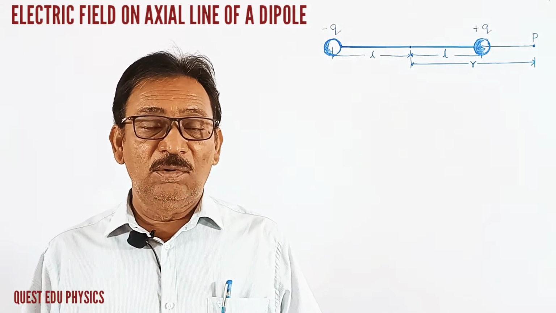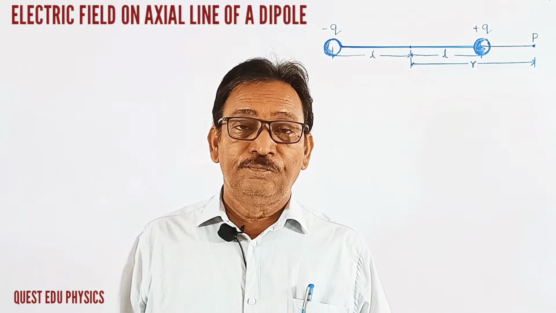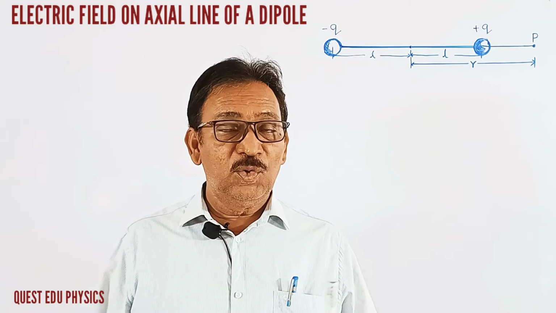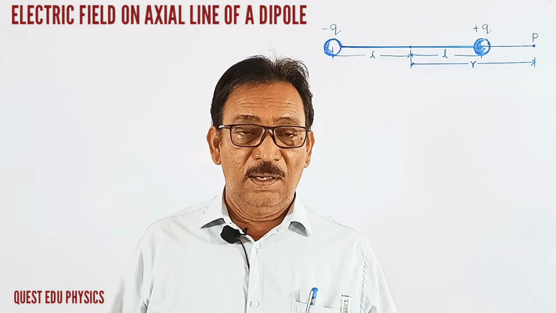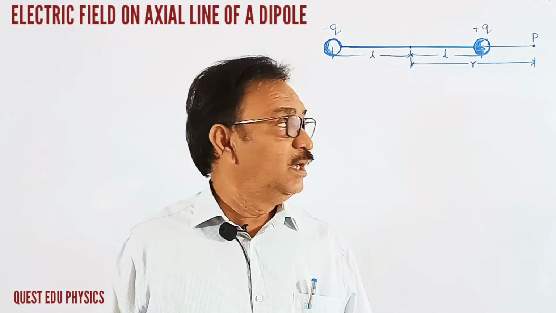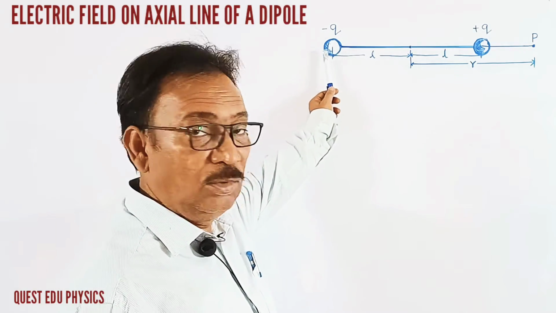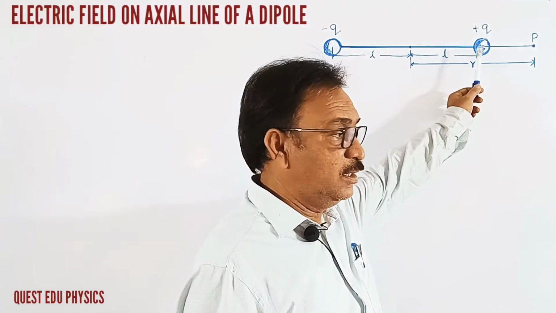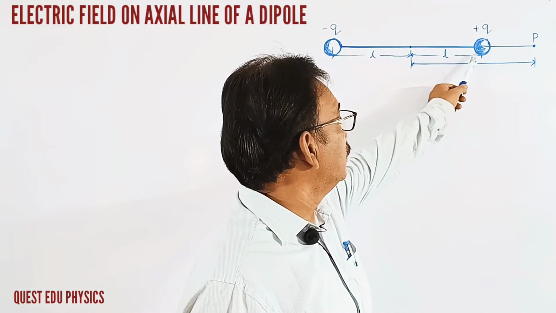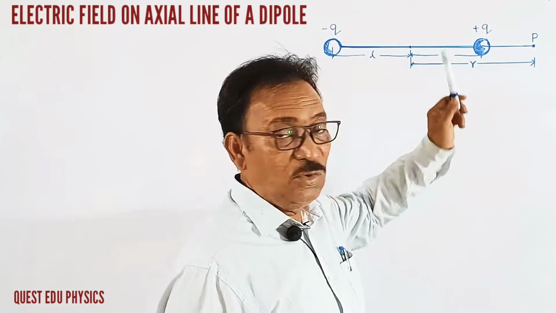A dipole is nothing but the arrangement of two different charges at a fixed distance, students. Here it is representing a dipole. Take this, it is a negative charge and it is the positive charge, separated by a distance. This distance is equal to 2L.